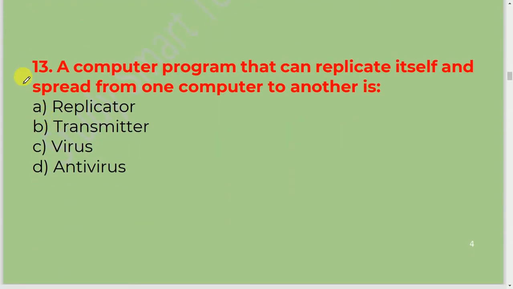Question number 13. A computer program that can replicate itself and is spread from one computer to another is option A replicator, B transmitter, C virus, D antivirus. And correct option is option C virus. Virus is the computer program that replicates and is spread from one computer to another.